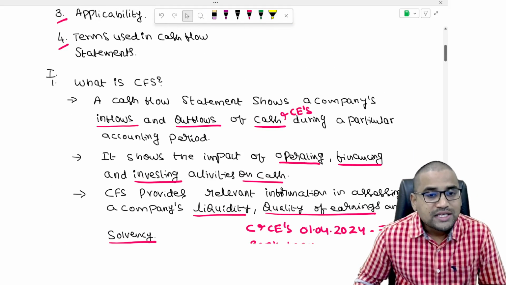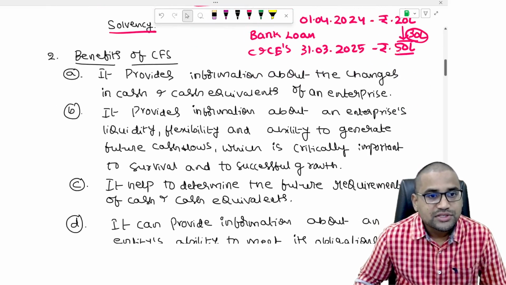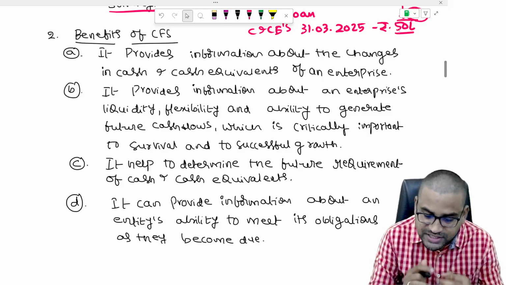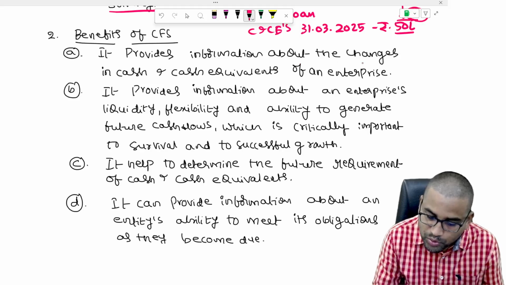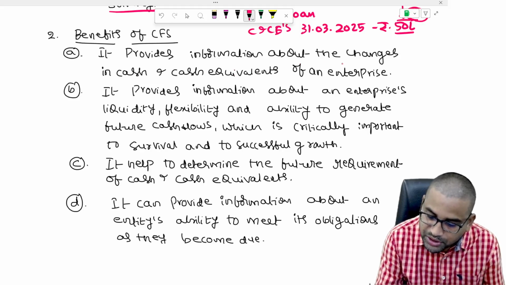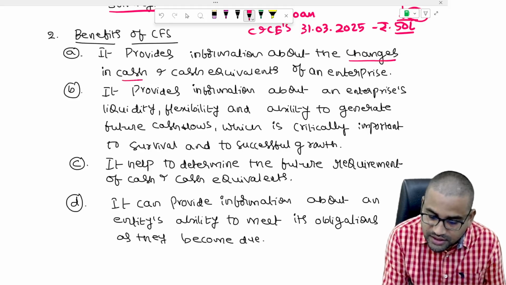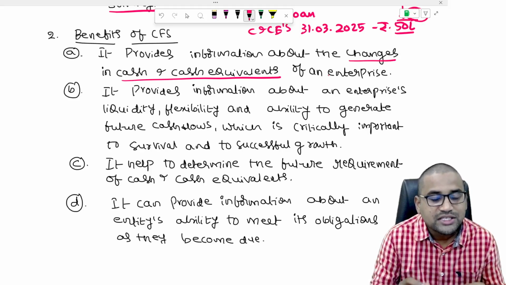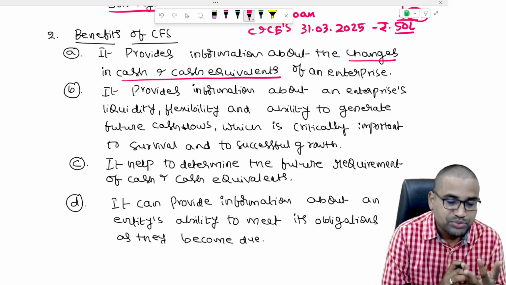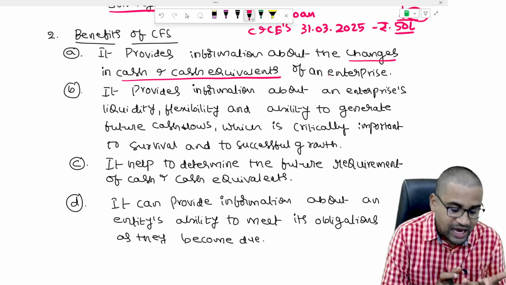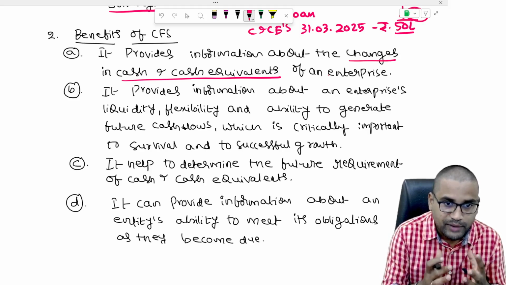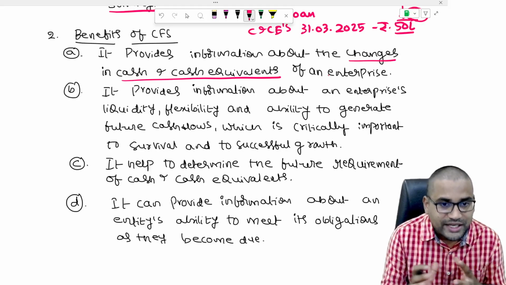Sir, what is the benefit, sir? When you prepare cash flow statement, what is the benefit? See, a lot of benefits are there. I already told some benefits. First of all, it provides information about the changes in cash and cash equivalents during a particular period. Sir, what is cash equivalent? I will tell you, wait. Remember, as of now, assume that it is also cash. For example, I have cash, physical cash. I have bank balance. I have checks. I have DD. I have some other kind of money instruments which carry money value.